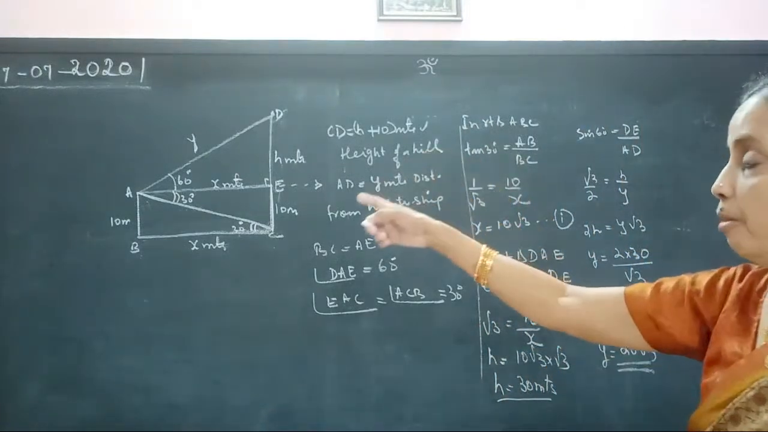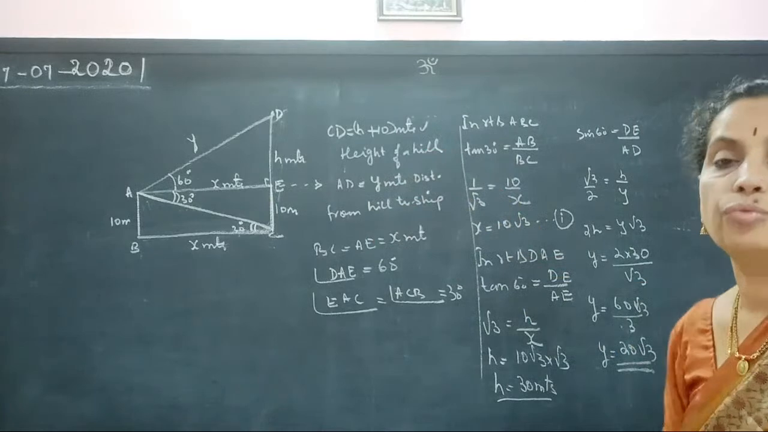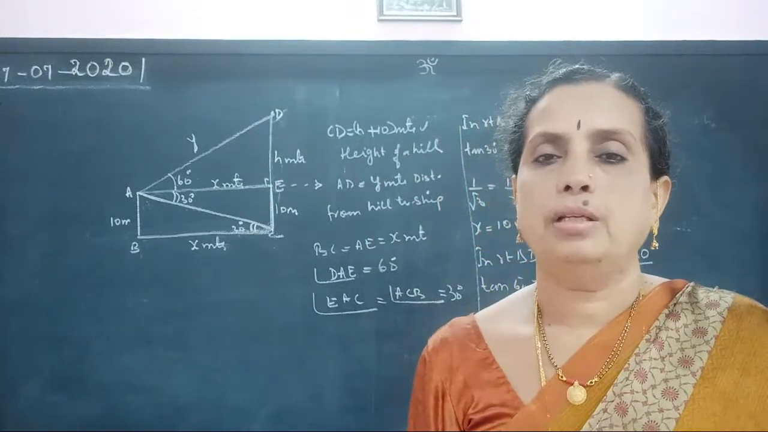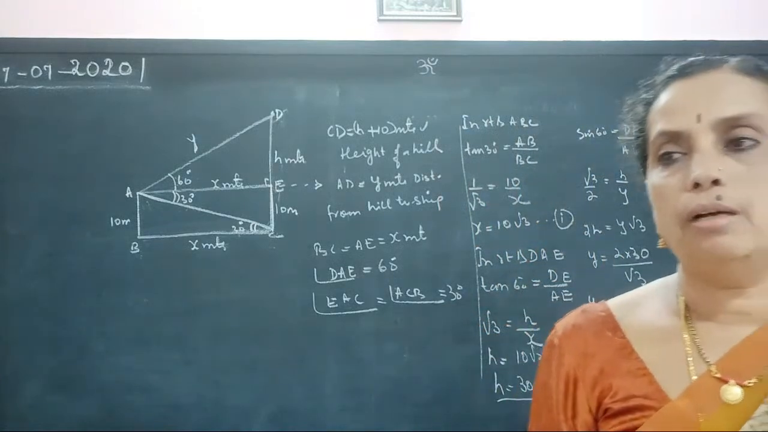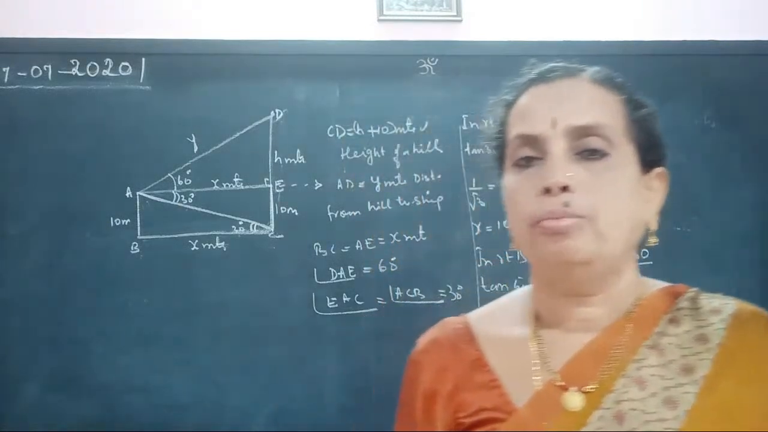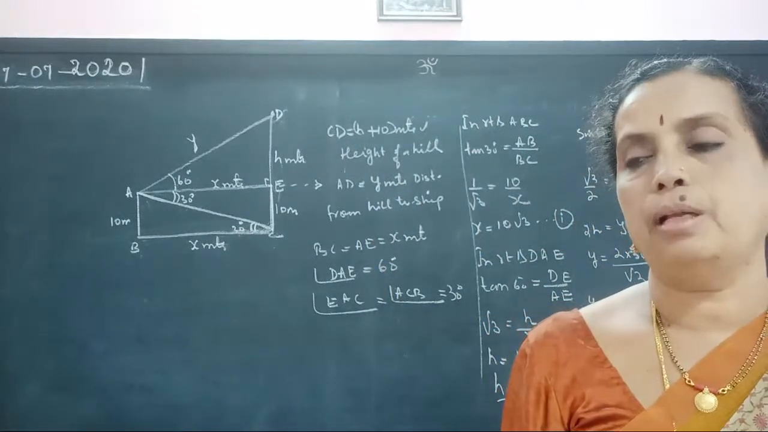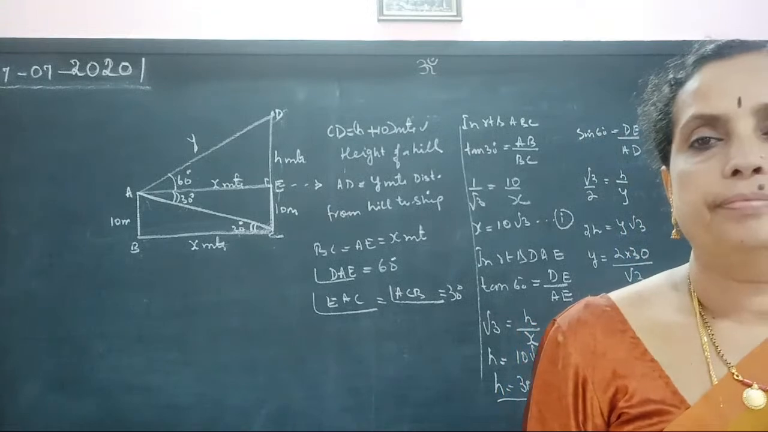Distance of a hill from the ship is 20 root 3. That is 20 into 1.73. Is it clear? So both the final answer you have to put it in the statement with final answer in decimal answer. Okay.